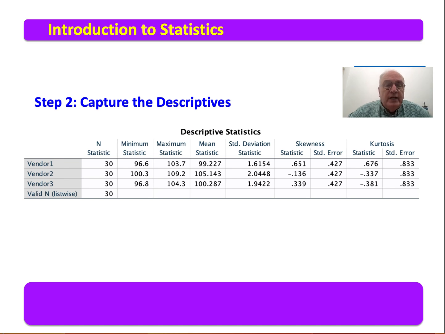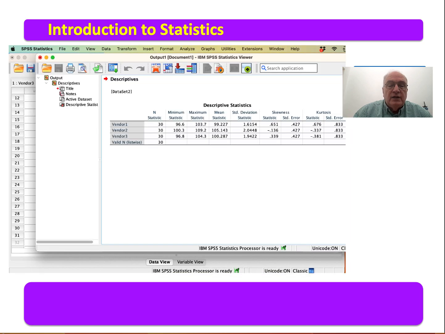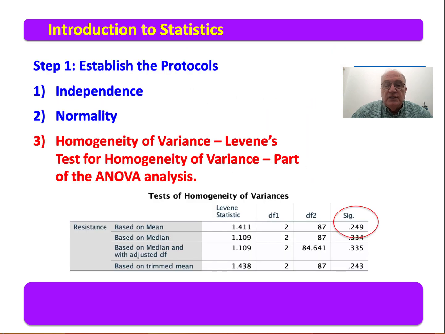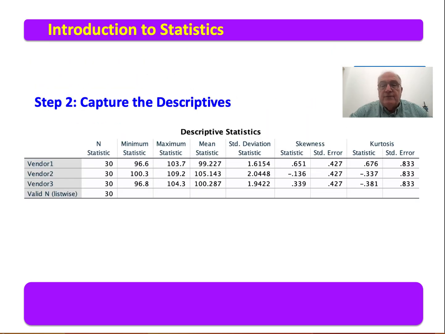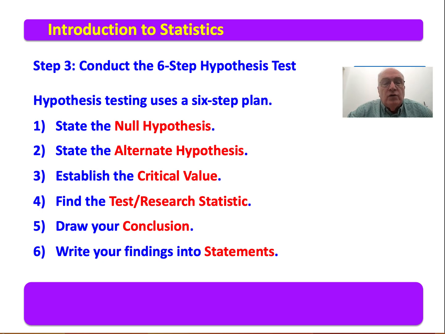When we ran the data, as I showed you a moment ago, we got this table. Not only did we get the skewness and kurtosis, but we got the descriptive statistics as well. And what I've done here is just listed them so you can see them. We have the number, we have the mean, and we have the standard deviation, the skewness, and the kurtosis. So let's move on, and then we'll conduct the 6-step hypothesis test.